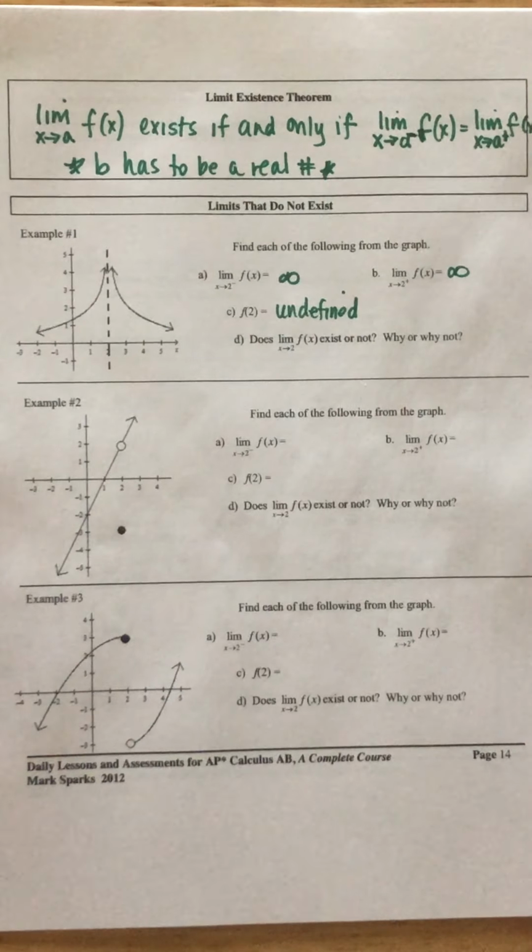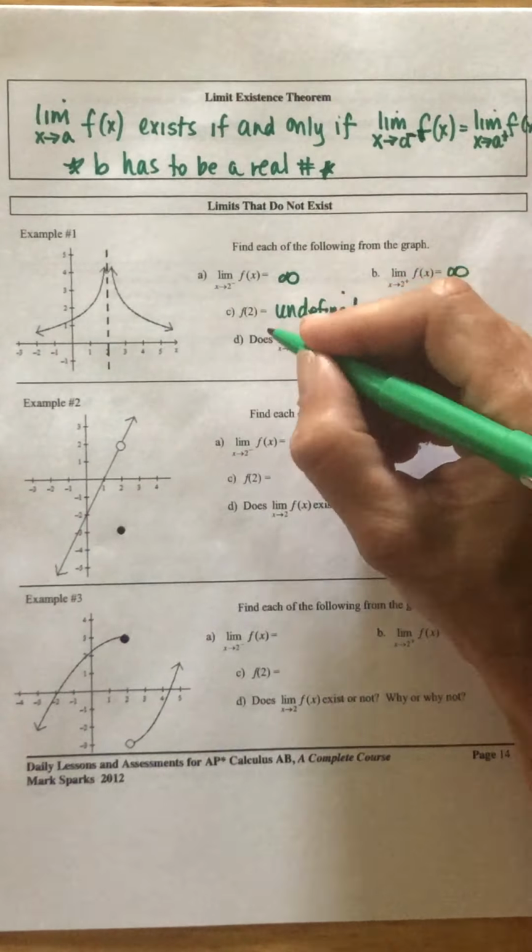Why or why not? All right, this is really important. I struggled with this one, just trying to understand, because I say, hey, they're both going to infinity, but it goes back to this star here. b has to be a real number. Infinity, it doesn't have a value. It just goes on forever. So there's no way of saying it's a real number. So the limit does not exist, and that's because it has to go to a real number.